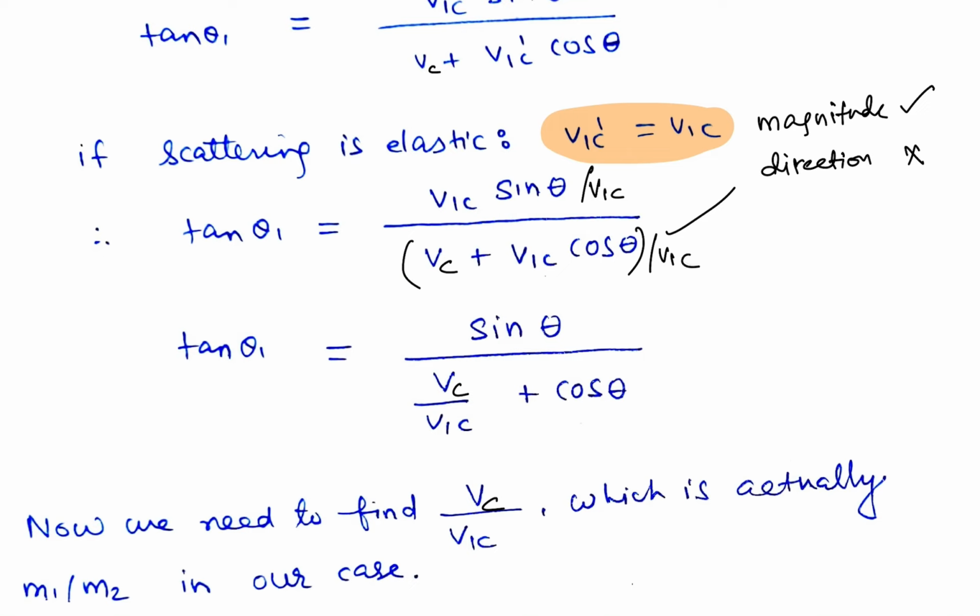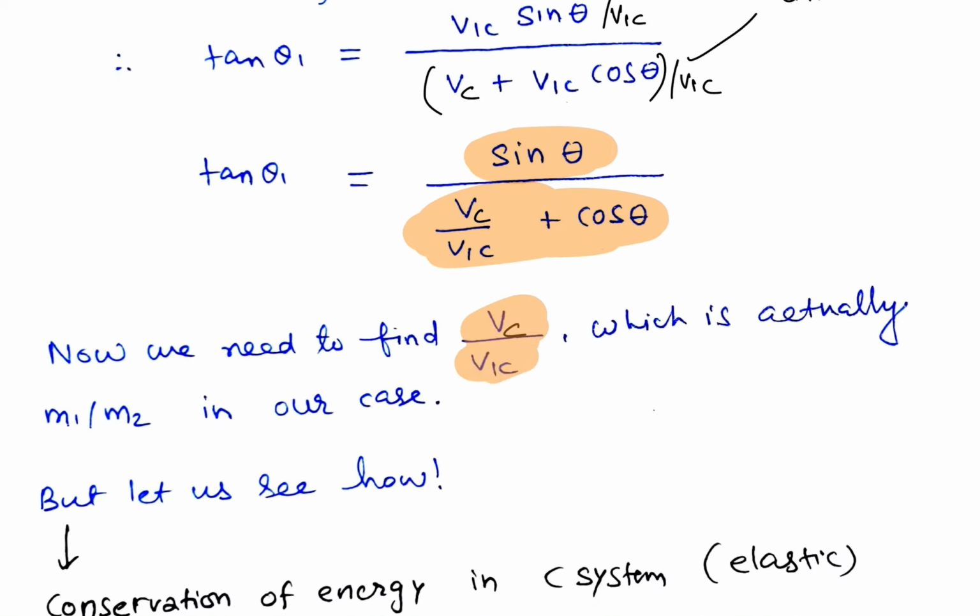Then v1c will be cancelled from numerator, and you will be left only with the sine of capital theta, and here you will be left only with the sine of vc by v1c plus cos theta. Now we are required to find vc by v1c. What is their relation? Are they related somewhere or not? So how we will find that?